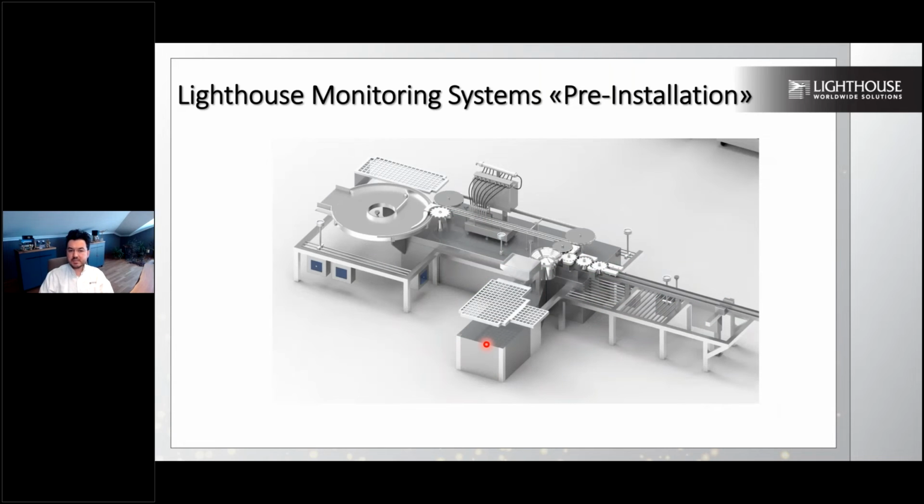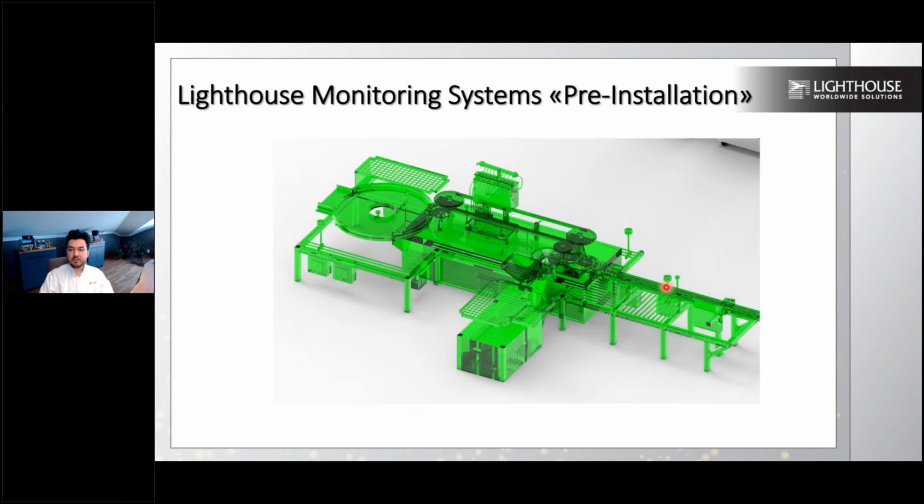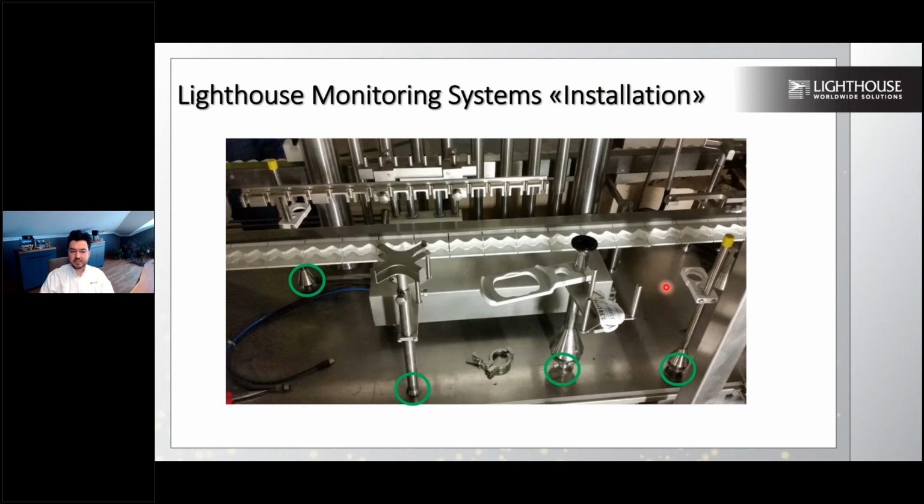So that was the system that we designed. As you can see, we have the particle counters and microbiological active air samplers located in the final system as drawings. This was our pre-installation. Let's take a look at how we installed the entire system.